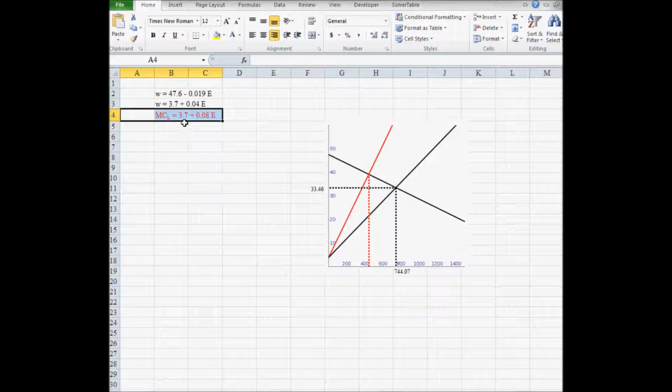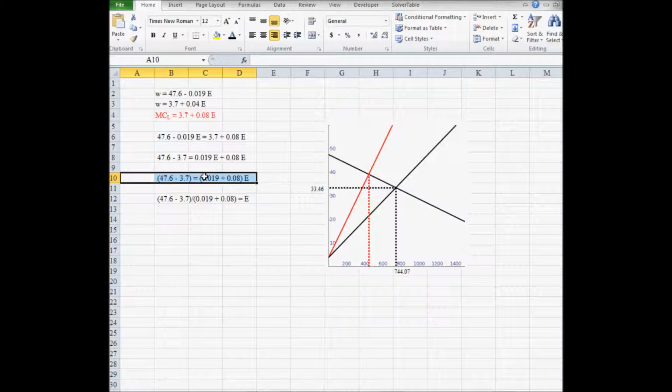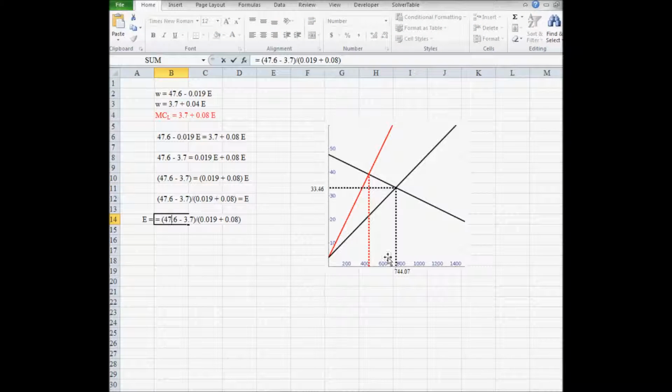Here I have the marginal cost of labor curve, which again is the equation that has the same intercept as labor supply, but is twice as steep. To determine the employment level of a monopsonist, you set the labor demand curve equal to the marginal cost curve it's faced with. We subtract 3.7 from both sides of this equation. We add 0.019e to both sides of the equation and get this value. And then we use the distributive property and factor out the employment level. And then we divide both sides of this equation by the sum of 0.019 and 0.08. So the employment level is equal to 443.43 to 2 decimal places.